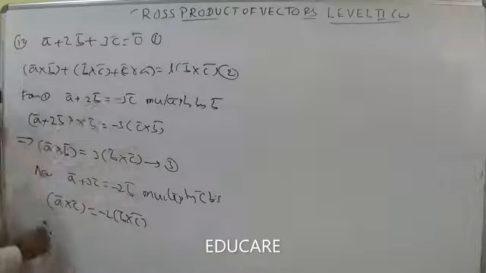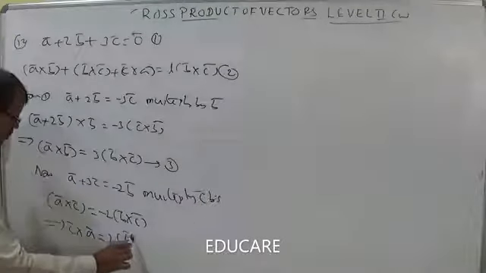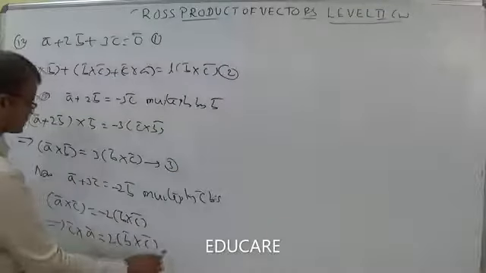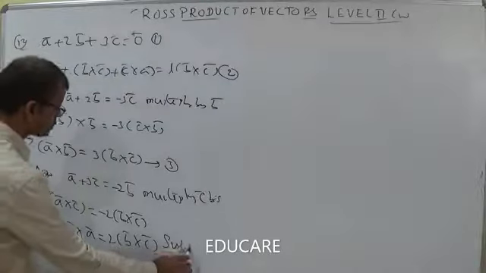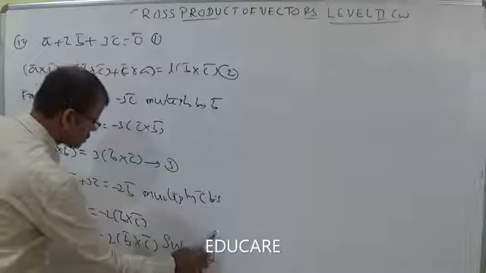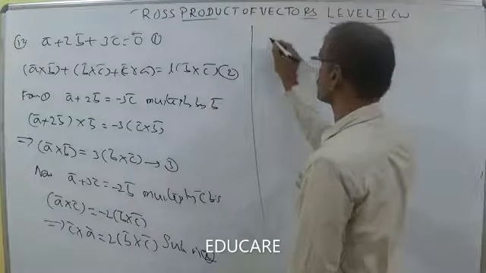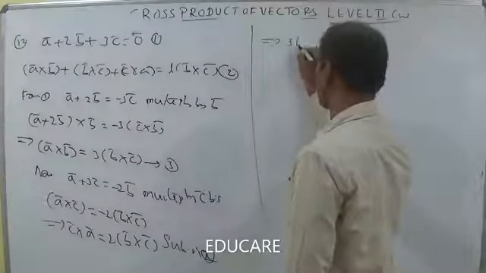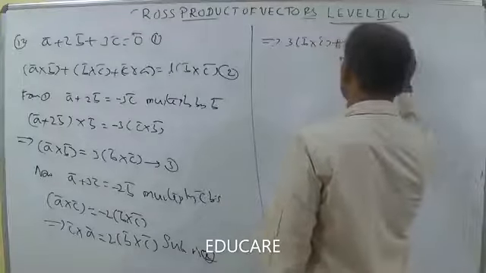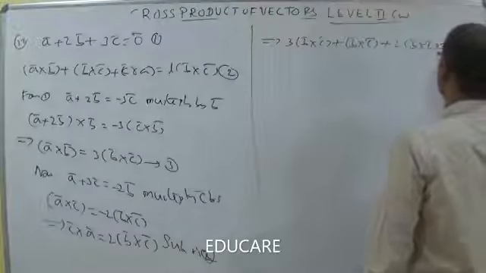We need here C cross A. Then you can say that C bar cross A bar is equal to 2 into B cross C, taking minus on both sides. Now substitute all the values in the second equation. Instead of A cross B we got 3 into B cross C, plus B cross C, no need to change, plus here we got 2 into B cross C is equal to L into B cross C.